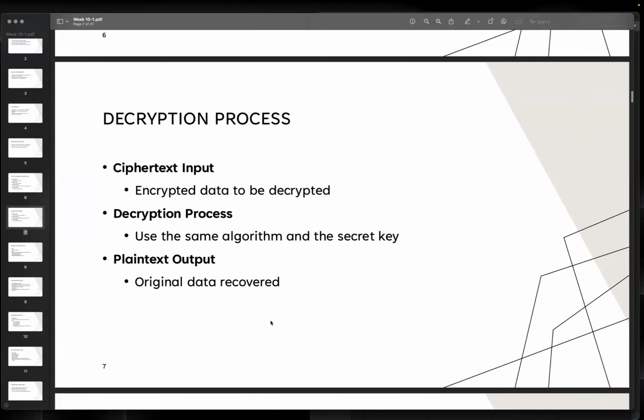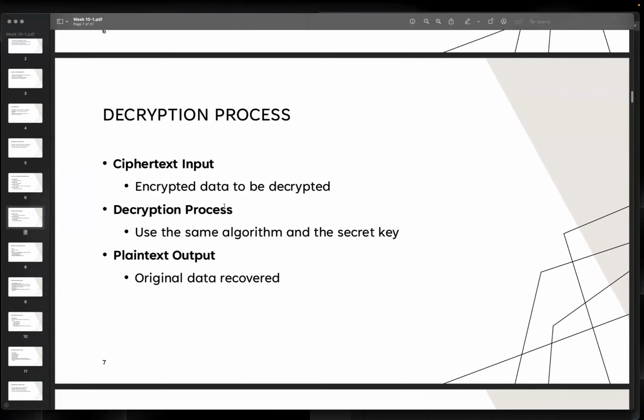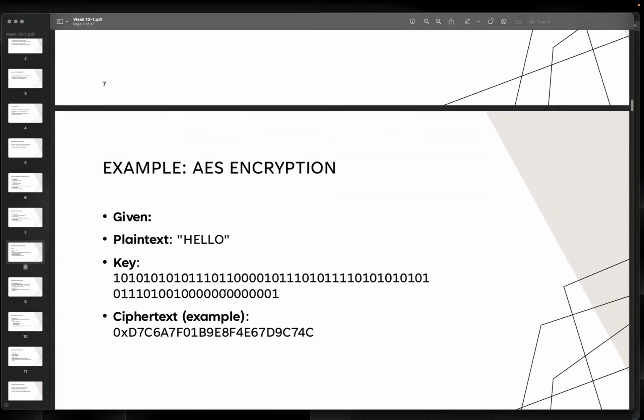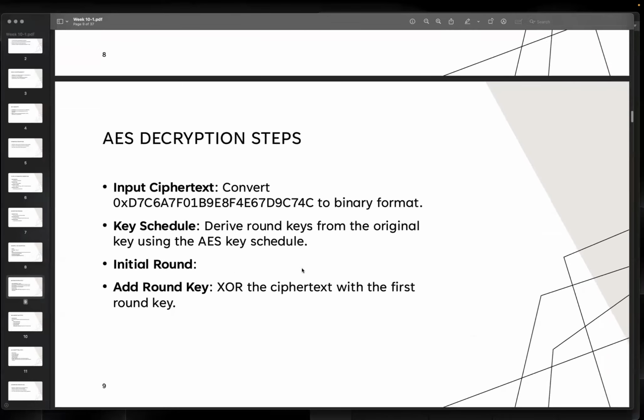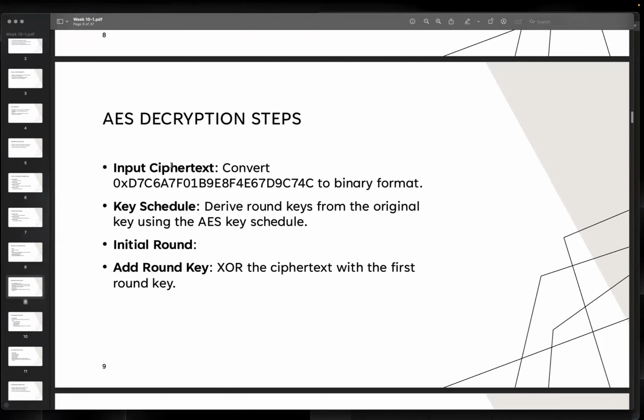For the reverse process, we input the encrypted data to be decrypted, and we use the same algorithm because we are doing the symmetric way. Using the secret key, we get the original data. So for AES encryption, I give the key, and the plaintext is changed into ciphertext. I'm just telling you how it looks. For AES, we convert it into the primary format, and then go through several rounds with round keys based on the original key using the key schedule.